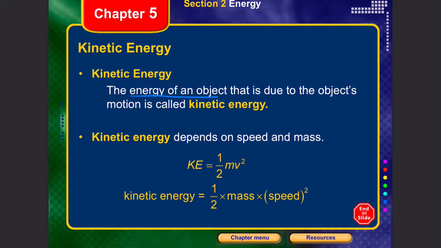So the energy of an object due to its motion is generally called kinetic energy. And kinetic energy depends on two main quantities, speed and mass. So it's generally given as KE equals half m v square, where m is mass and v is the speed.